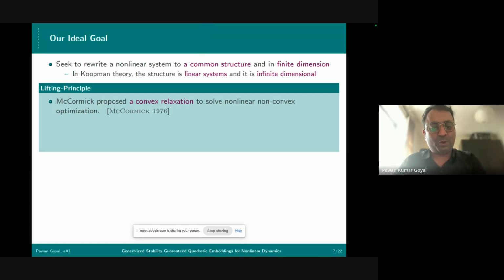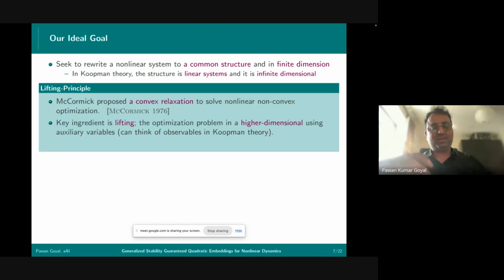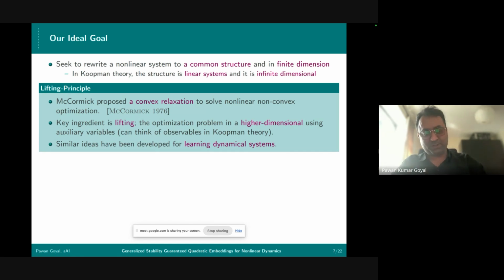Typically in optimization it is very well known that if you have a complex optimization problem, we try to lift it to a higher dimension. The higher dimensional problem is probably much easier to solve and maybe still convex. The dimension increases, but it is much more efficient to solve that problem. This kind of principle we would like to also use, and similar ideas have been developed a lot for dynamical systems, and Koopman was one of them.